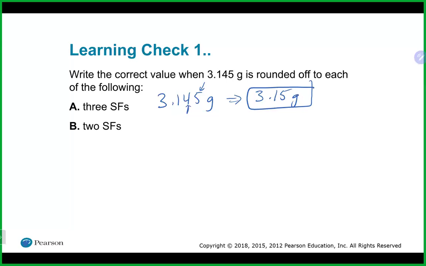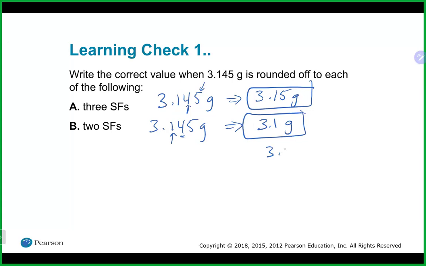Question on that one there. Starting again with the same number, we want to go only to 2. That's going to bring us to the 1 as our second significant figure. Looking at the 4, in this case, it's less than 5. We are going to drop it, and we will end up with 3.1 grams.